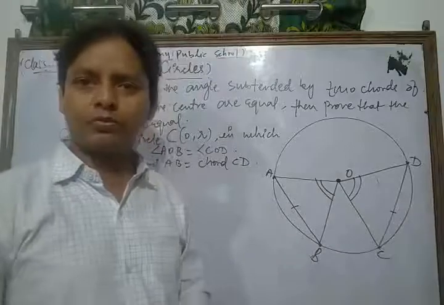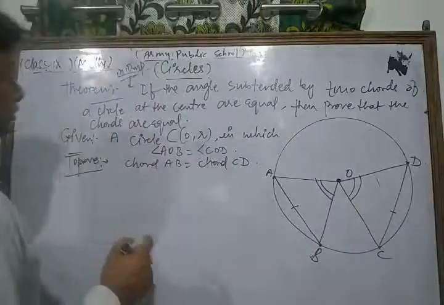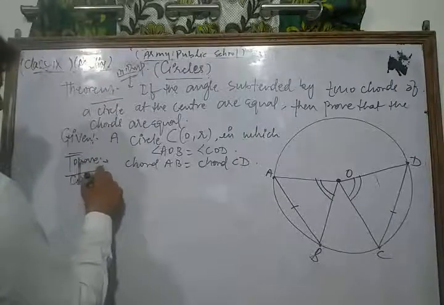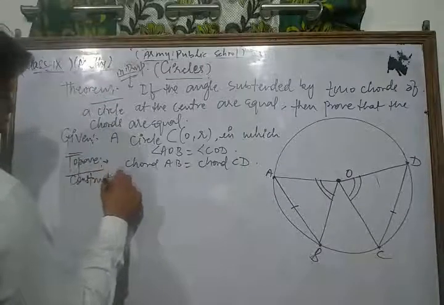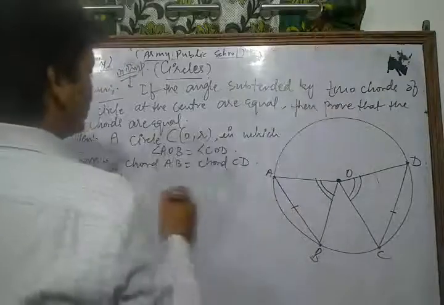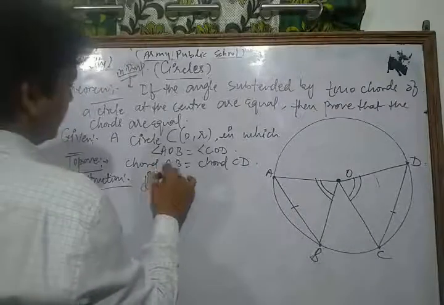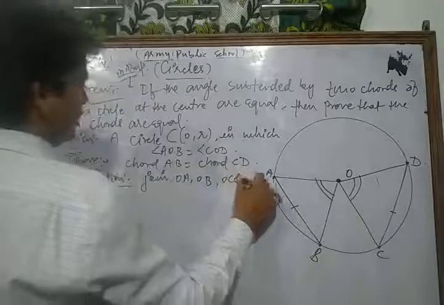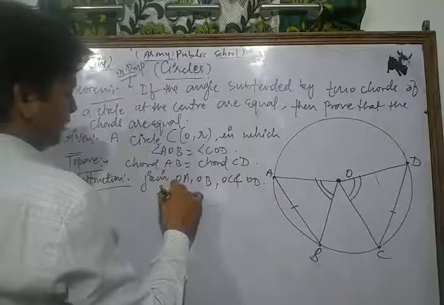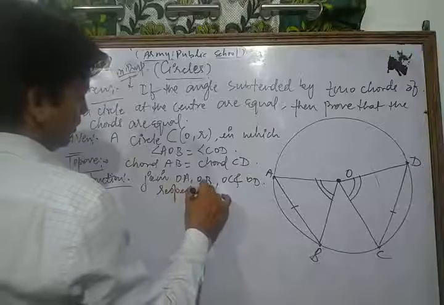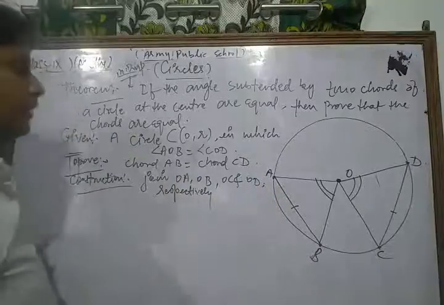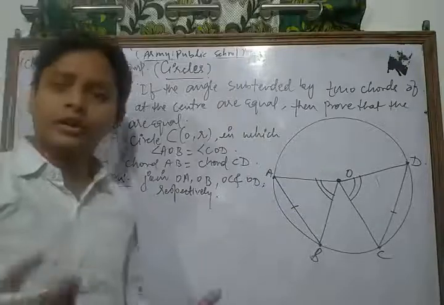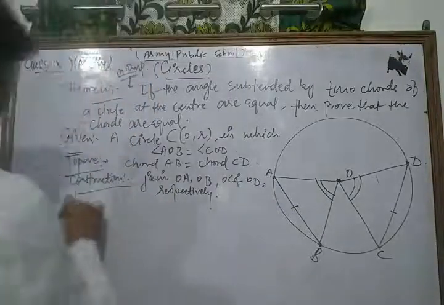This is the proof we are proving. Now we have to do some construction, right? Now after that we write construction. In construction, we just join OA, OB, OC and OD respectively. Okay, this is the construction. Now we write the proof.